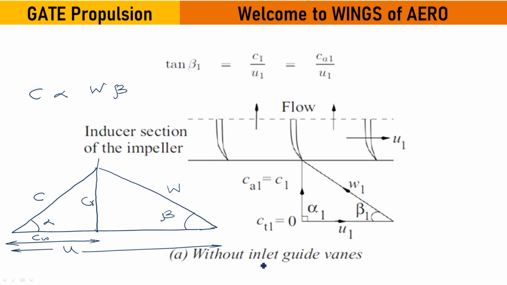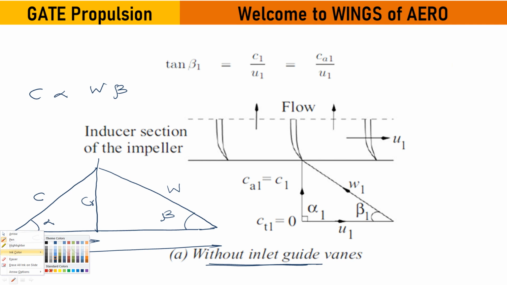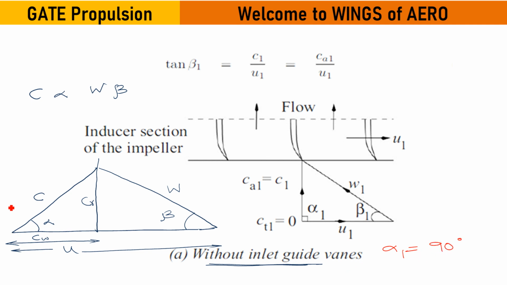So inlet guide vane, if it is not there, if they precisely mention that it is without inlet guide vane, so if they are considering without inlet guide vane, remember in that case alpha 1 is equal to 90 degree. That means now I consider this velocity triangle for an inlet condition. Previously we have seen for the exit condition. So this is an upstream inlet when it is entering inside the blade.